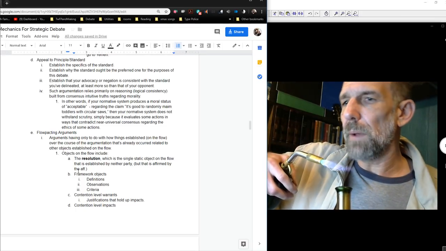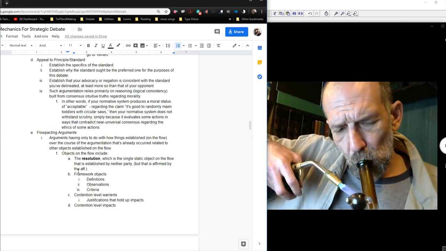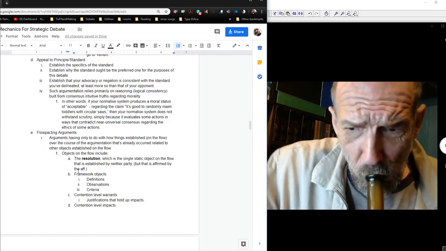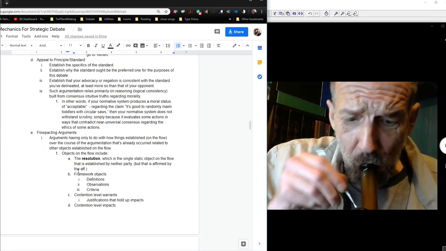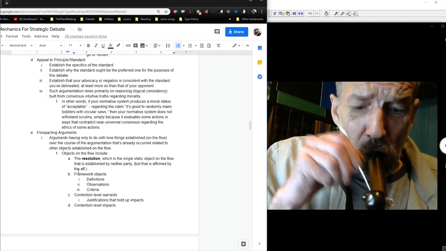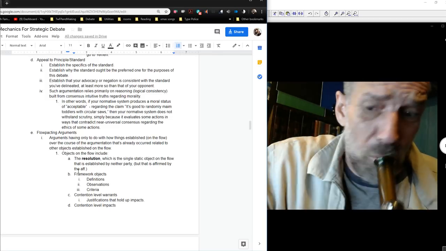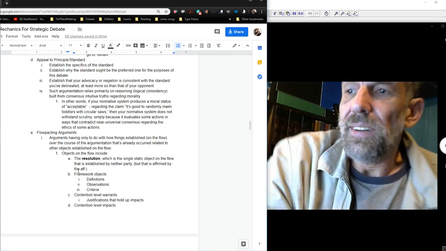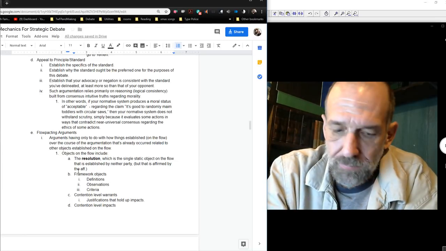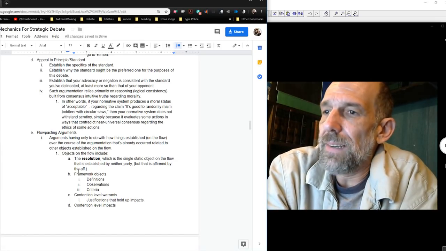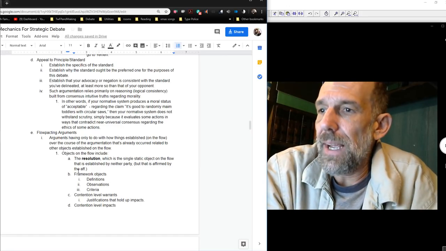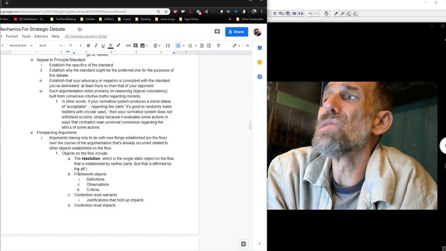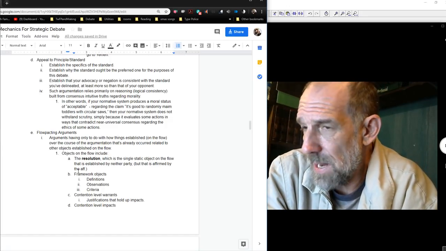Framework objects, definitions or observations, criteria. So, this is the most important thing that people ought to do when having arguments with other people that often is not done, is define terms and set up a criterion. How do we know who wins this argument? What wins it? If you can agree on a criterion, then it can actually be determined.